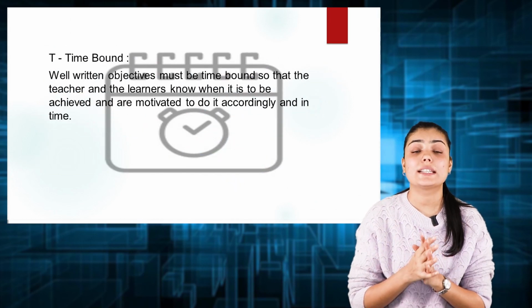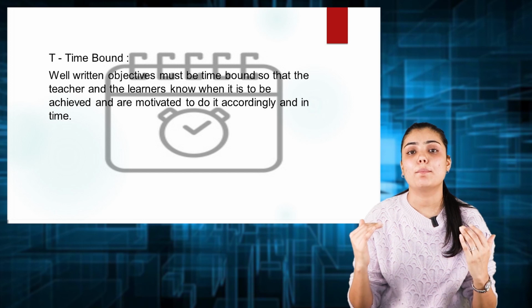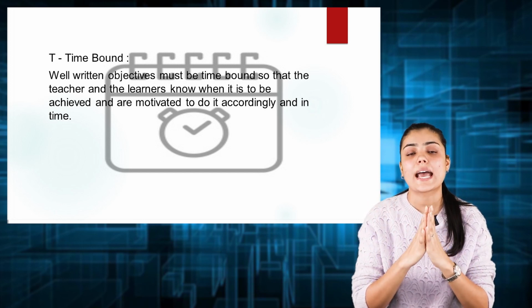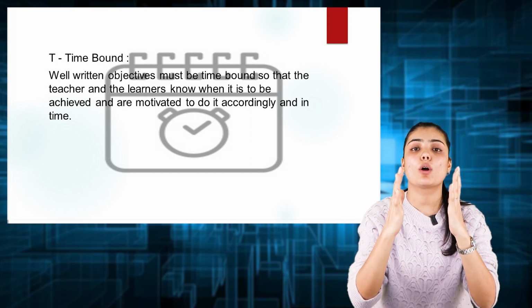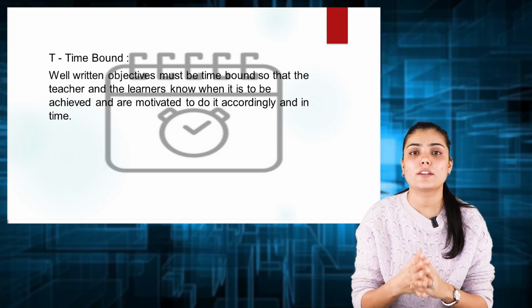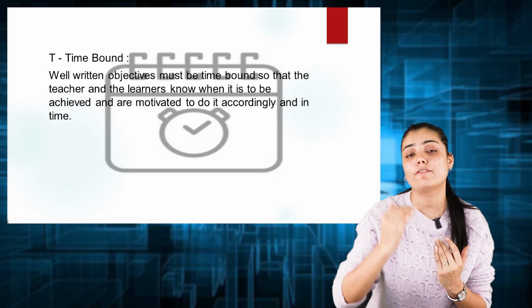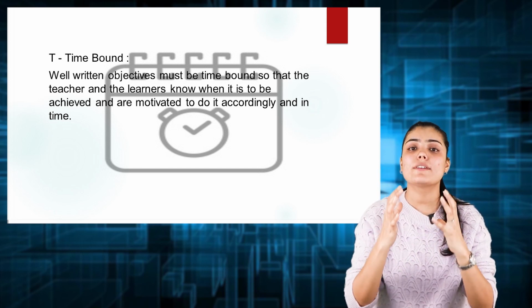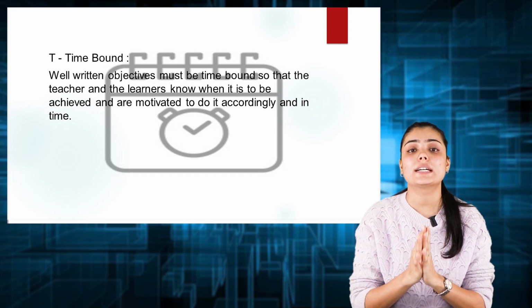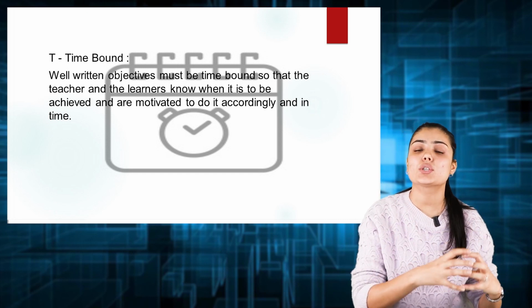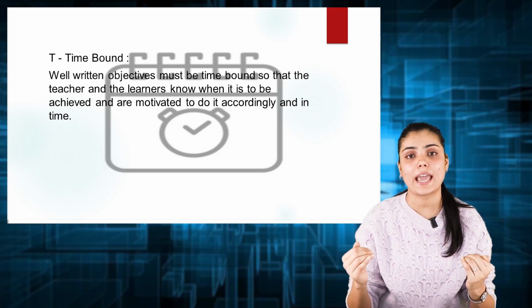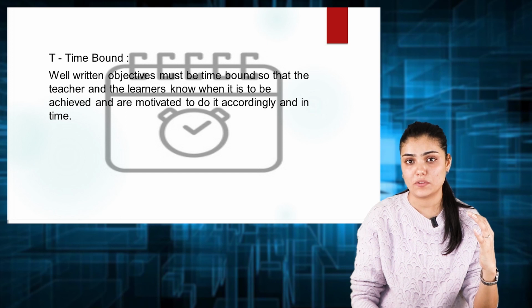And the last one is T, which stands for time bound. A well-written objective or a good objective must be time bound. There is an objective, and to reach that objective, you must know how much time you have to attain that goal. So a well-defined objective must be within a time frame so that the teacher as well as the learner has the idea of the time limit they have to attain those objectives.